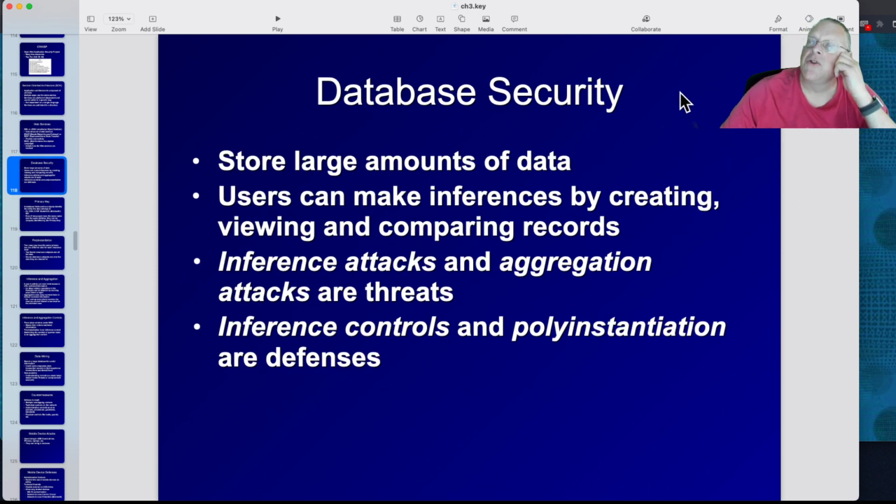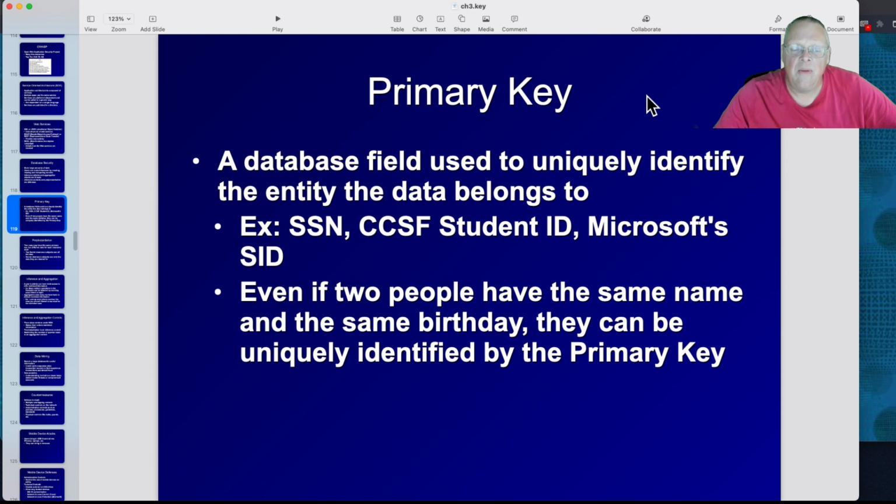Databases are where you store any large amount of data, like all your customer addresses, all your products, all your orders, all your credit card numbers, tax information, and things like that. And it turns out that securing this is difficult. And two types of attacks worth knowing about are inference attacks and aggregation attacks. And the controls are inference controls and polyinstantiation controls. So we'll get to those in a minute.